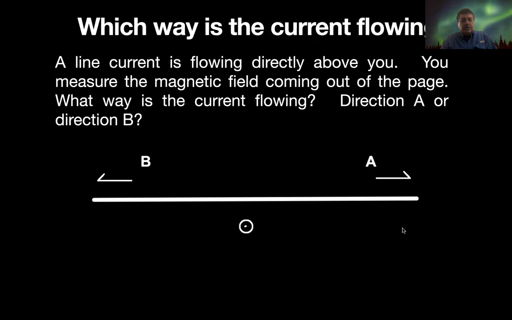So the correct answer is B. If I put my thumb in the direction of the current, then my fingers curl so that the magnetic field below the current is coming out of the page. And so B is the correct direction of the current.